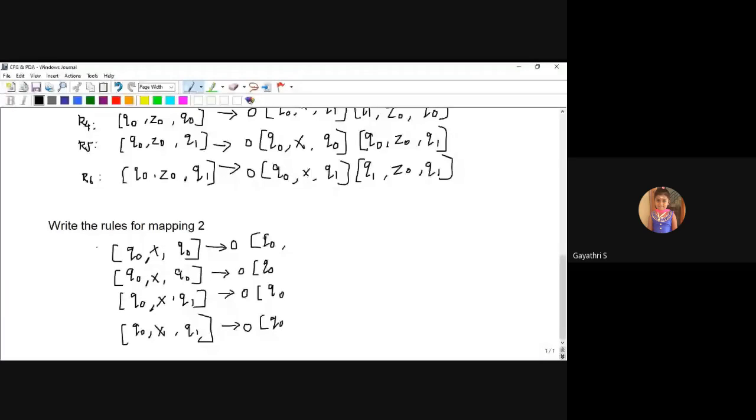So, number of variables X, X. So this is the first X. What is the third element? Third element, alternately, I have to write Q naught, Q1, Q naught, Q1. Okay. It ends with the Q naught, so starts with the Q naught, ends with the Q1, starts with Q1, ends with Q naught, starts with the Q naught, ends with the Q1, again starts with Q1. Okay.